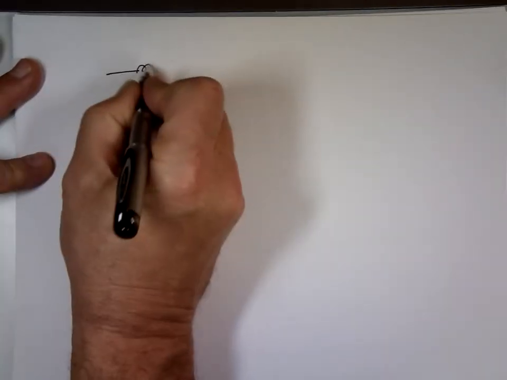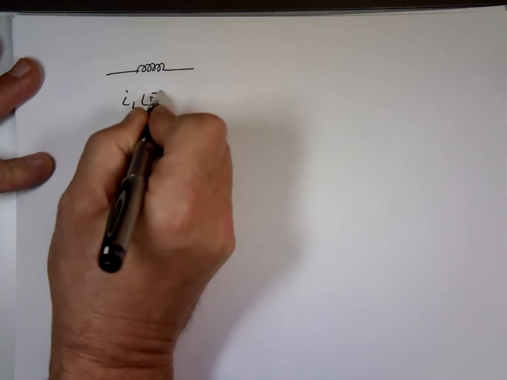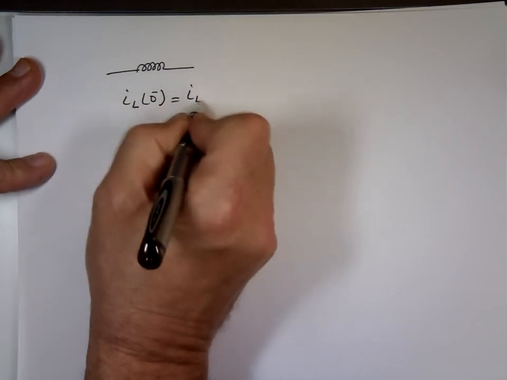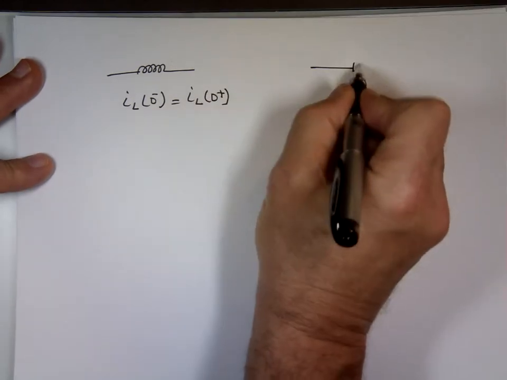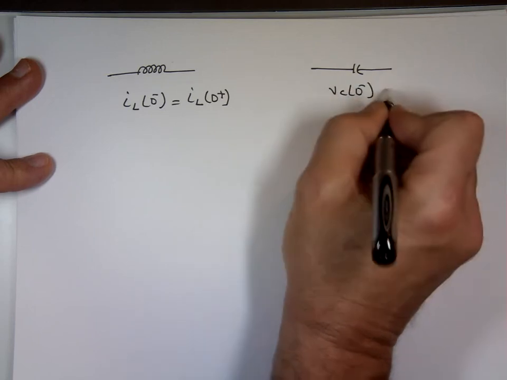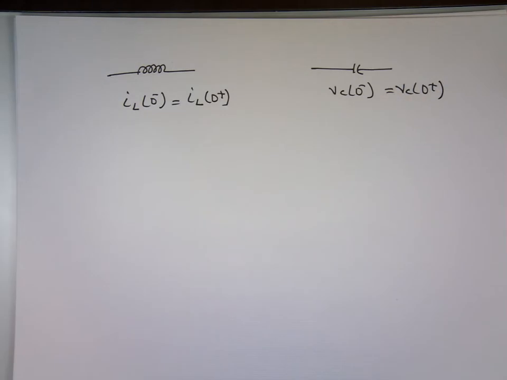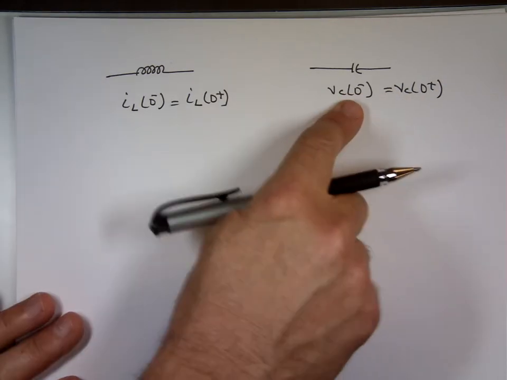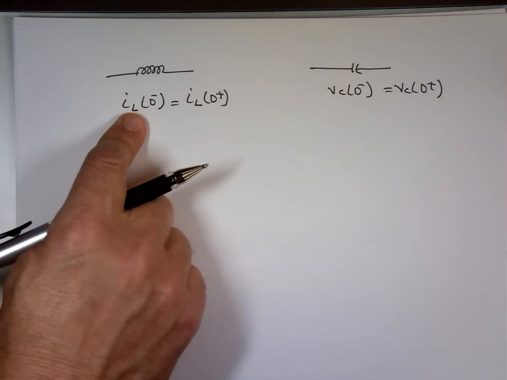With an inductor, I sub L at 0 minus equals I sub L at 0 plus, in case you forgot. With the capacitor, V sub C at 0 minus equals V sub C at 0 plus. So when you have a circuit that has a capacitor in it, you want to find the voltage across the capacitor at 0 minus. When you have an inductor, you want to find the current through the inductor at 0 minus.